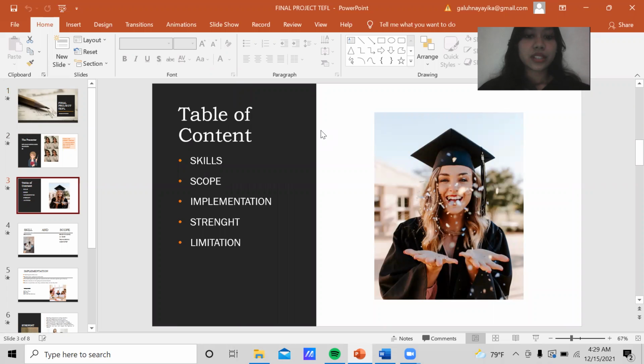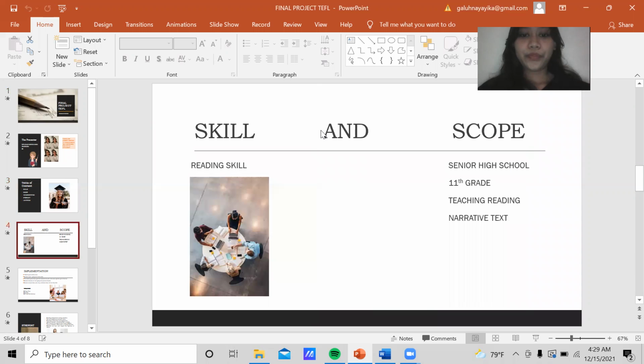In today's presentation, I will start with the table of contents. I will present several topics: skills, scope, implementation, strengths, and last is limitations. So let's start with skill and scope.